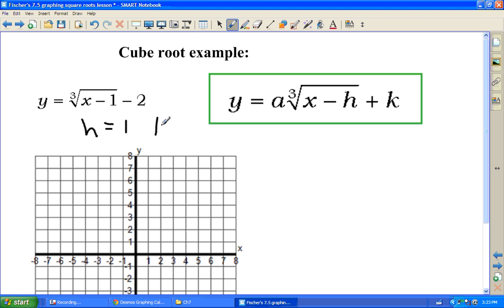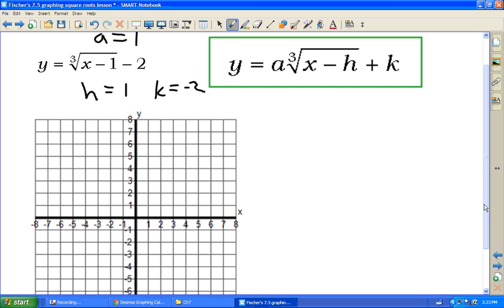h is 1, k is -2, and a is actually 1. So it's going to be the same basic shape, it's just going to shift according to h and k. Positive h shifts it 1, and a negative k shifts it 2 down, so my whole graph is going to be centered around that center right there.